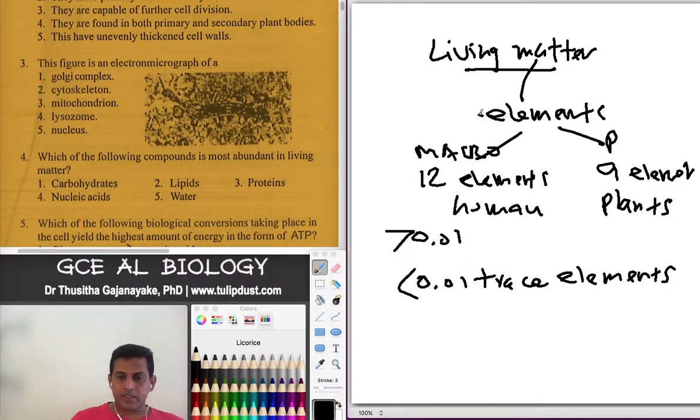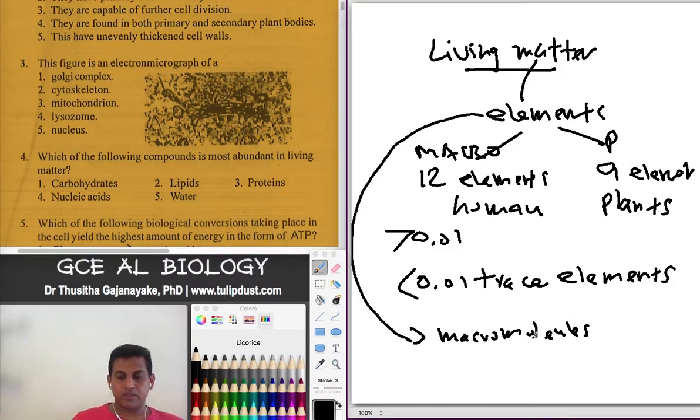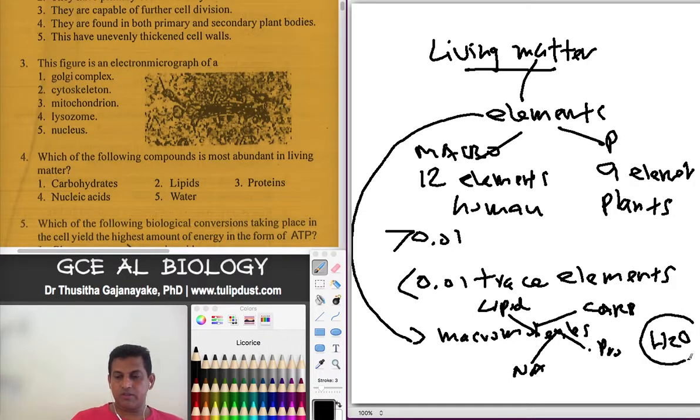And these elements contribute to make the macromolecules. That's carbohydrate, lipid, protein, nucleic acid. Okay, these are all here: carbohydrate, proteins, nucleic acid. We can also take lipid. Water we can't take as a macromolecule. That's basically the composition of how it's made up.